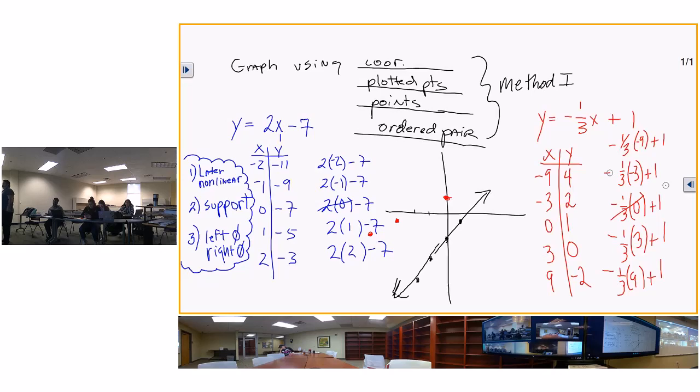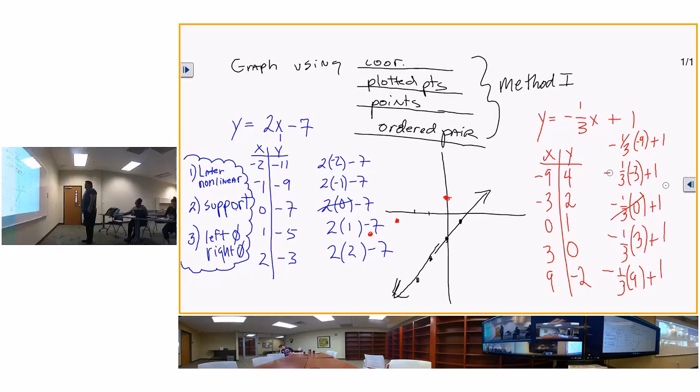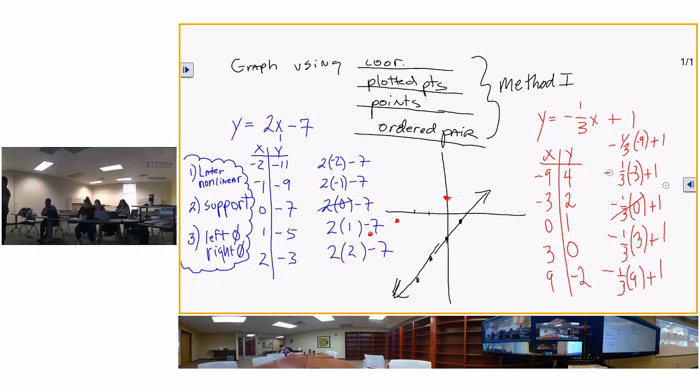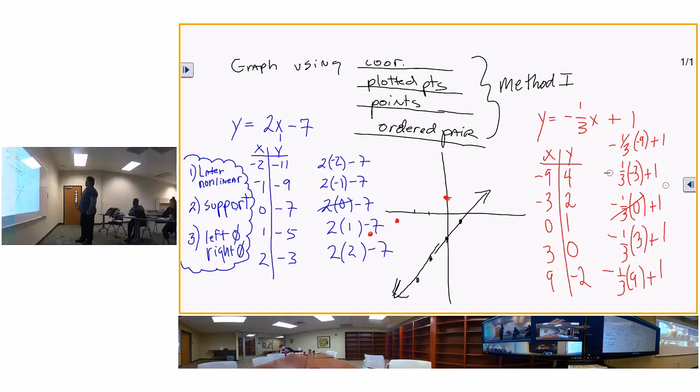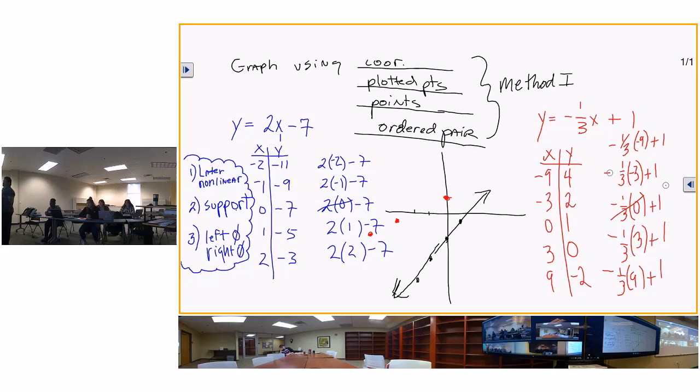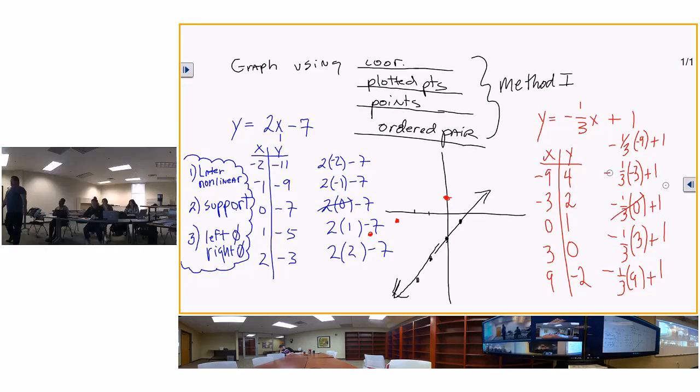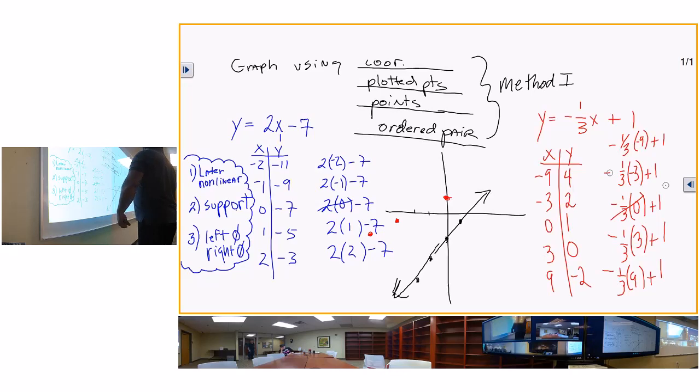Something's wrong somewhere. Negative 9 divided by negative 3 is positive 3. Positive 3 plus 1 is 4. 3 divided by 3 is positive 1. 1 plus 1 is 2. 0 plus 1 is 1. Negative 3 plus 1, that's negative 2. I mean, all the math's right. Now, I don't know. Y'all check the line. I checked all the math and it's right. Negative 9 and negative 2 doesn't work.